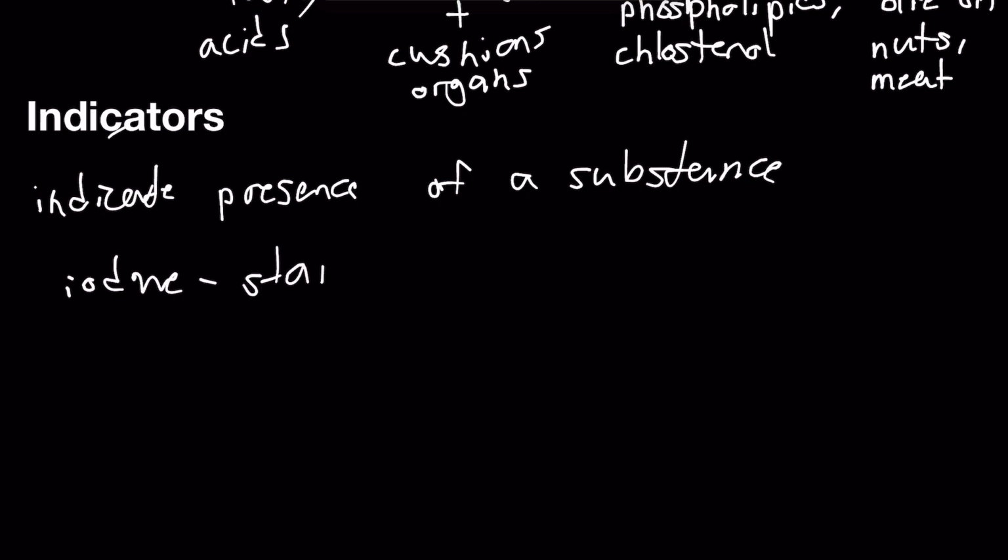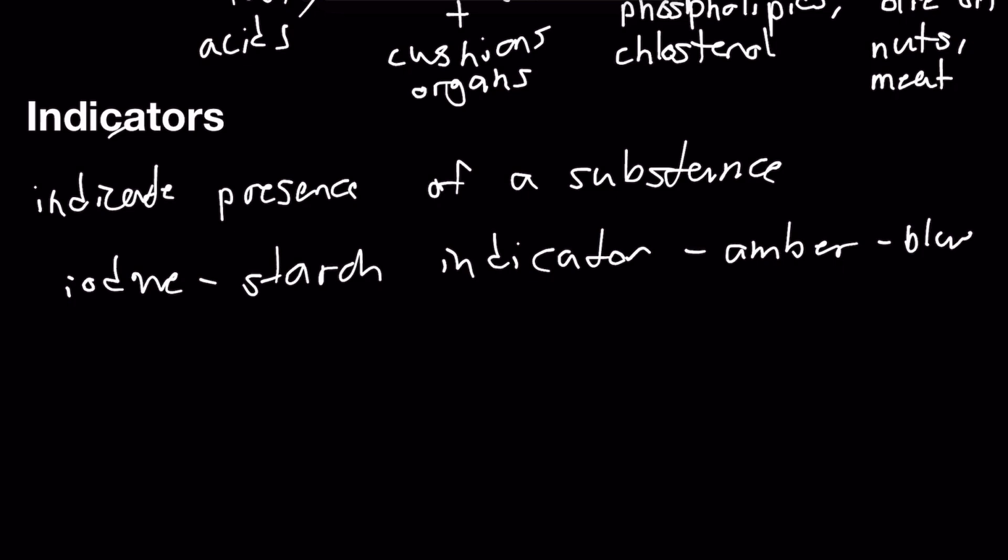And the way that you know that it's starch is that its color changes from a yellowish amber color and it goes to a blue or black color. So if this iodine indicator suddenly turns very, very dark, then you know that starch is present.